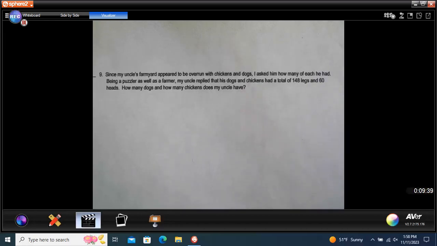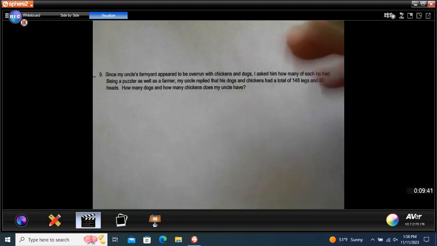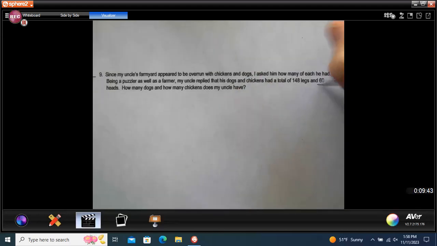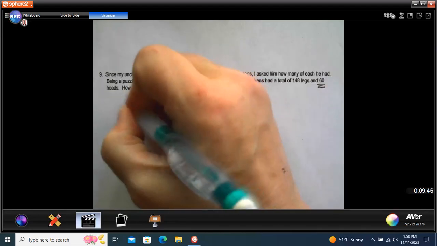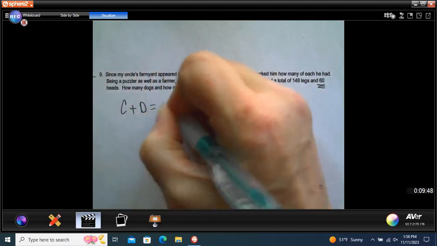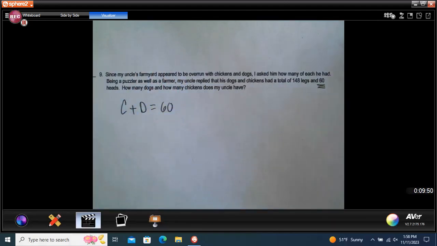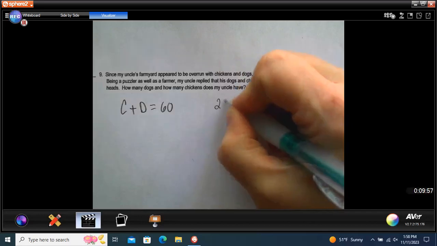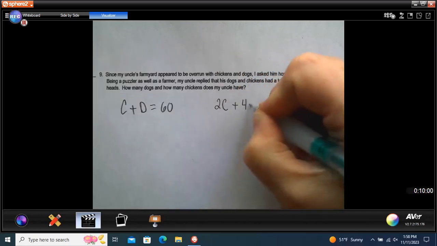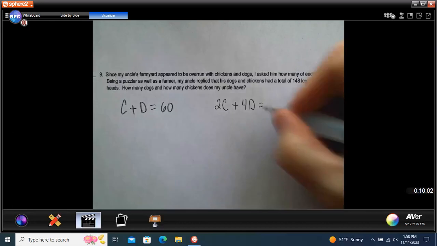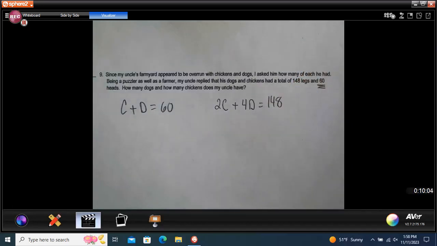Well, what they're doing is they're giving me a number equation, like how many do I have? That would be for the number of heads, right? Chickens plus dogs, there's 60 heads. Then I need the value equation. The value equation is how many legs does a chicken have? A chicken has 2 legs. A dog has 4 legs. and there were a total of 148 legs in the yard. So there it is. Solve those simultaneously, and all is good.